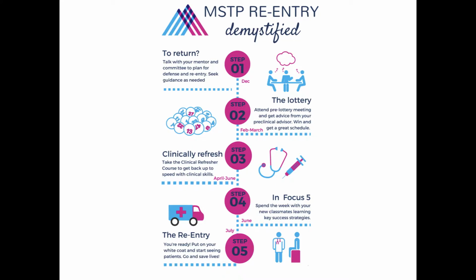Step 2, if you do think that you're going to go back, you enter the lottery. There will be a planning meeting in January with student affairs, and this information will be provided to you as to how to enter the lottery. And at that point, you will get a schedule for clerkships.